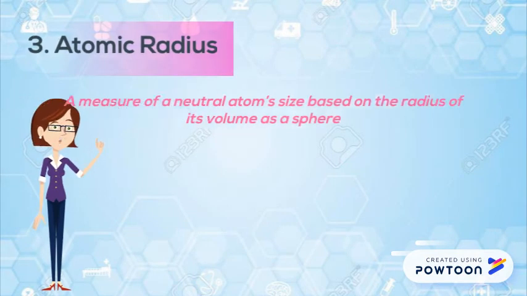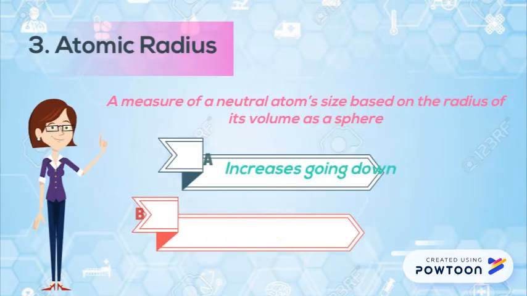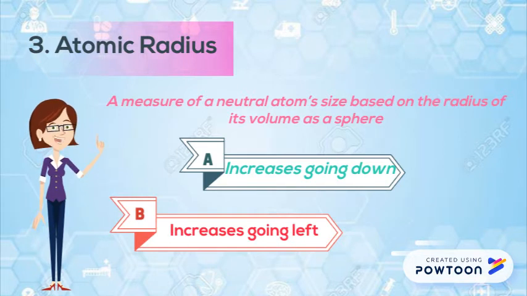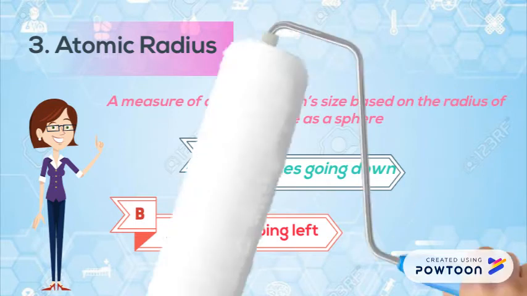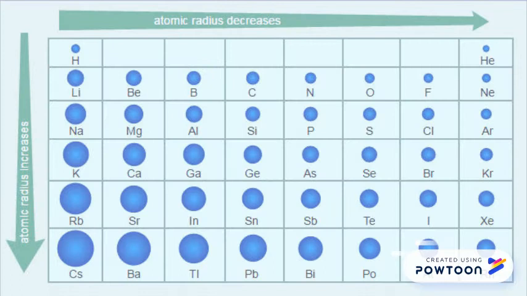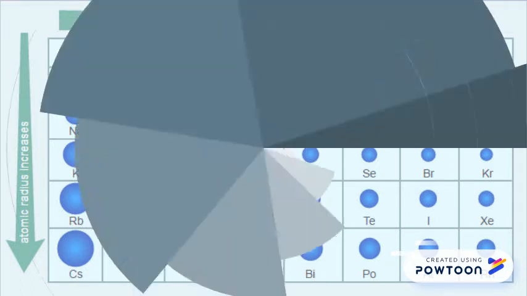Number three, atomic radius. It is a measure of a neutral atom's size based on the radius of its volume as a sphere. It increases going down because there are more energy levels of electrons and therefore more shielding. It increases going left because as you move across a period, right to left, an atom loses a positively charged proton and therefore its electrons become slightly less tight and compact.